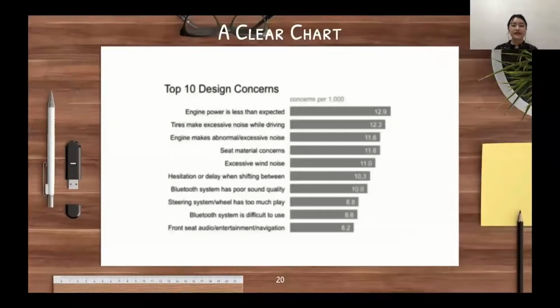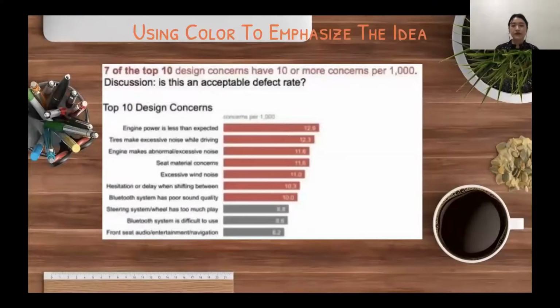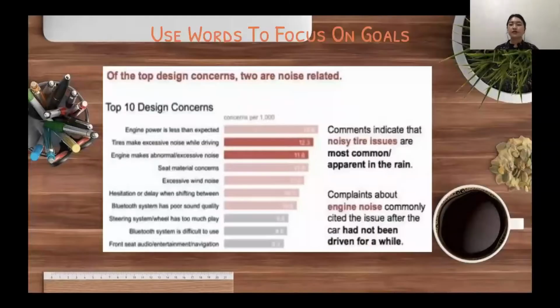Okay, let's see the clear chart. This is one of the examples of a clear chart. I believe the picture is not really clear, right? But just ignore that. The chart is showing the top 10 design concerns, and then we can just use some color so that the audience focus on it. And then we can also provide some words so that people understand more about what you are talking about. And then this is the example of the good clear chart.